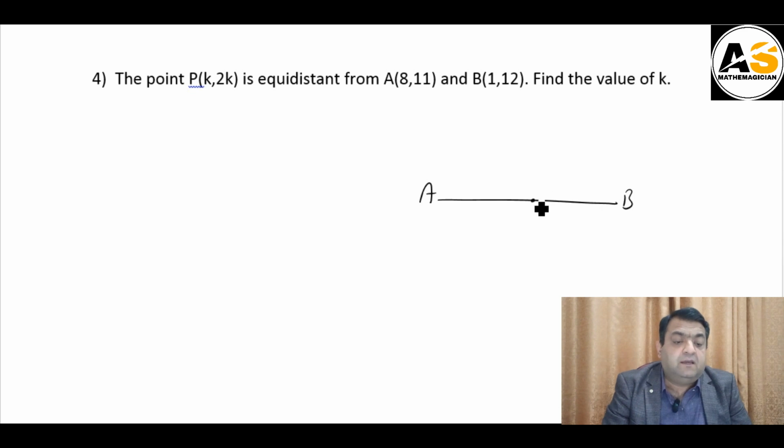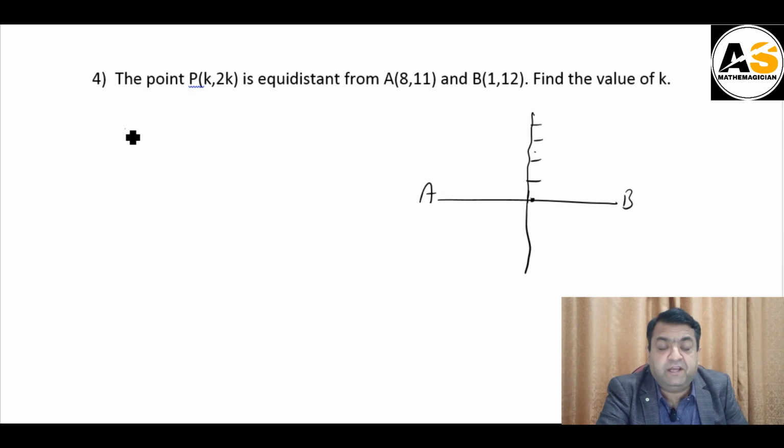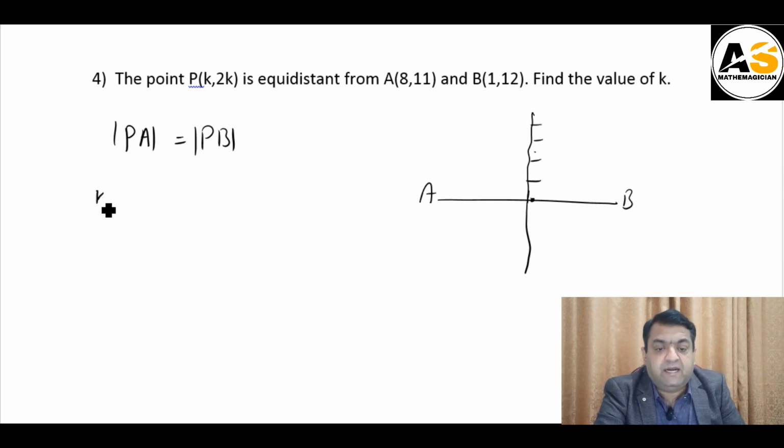This is AB. P can be between these two, so that distance PA is equal to PB, but it can be on the perpendicular bisector of AB anywhere like this. It can be over here, over here, over here, anywhere. So P can be anywhere, but the only information we have is that PA distance is equal to PB distance. The distance of P from A and the distance of P from B is equal.